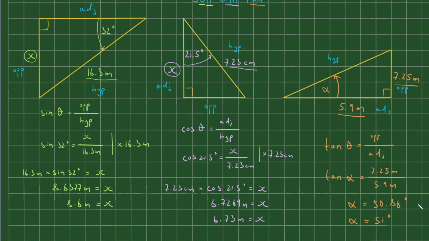In summary, when solving these types of questions, label the sides of the triangle with respect to the angle given. And then, based on the sides you have, decide which trigonometric function to use. If you have the opposite and the hypotenuse, you will use sine. If you have the adjacent and the hypotenuse, you will use cosine. And if you have the opposite and the adjacent, you will use tangent.